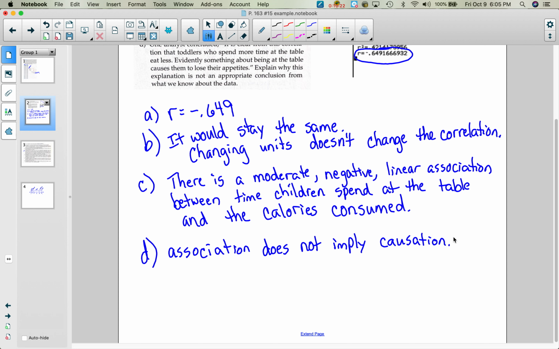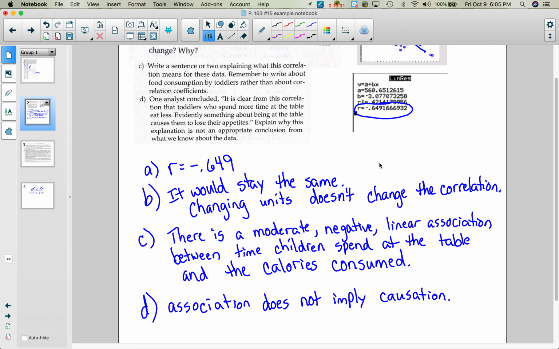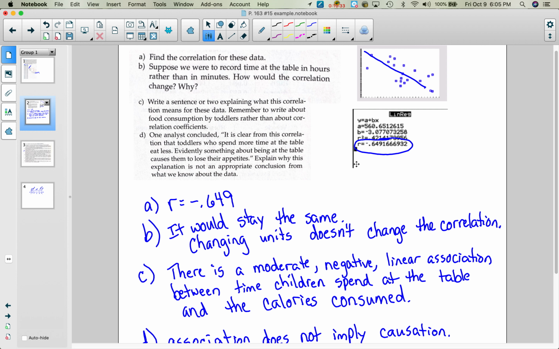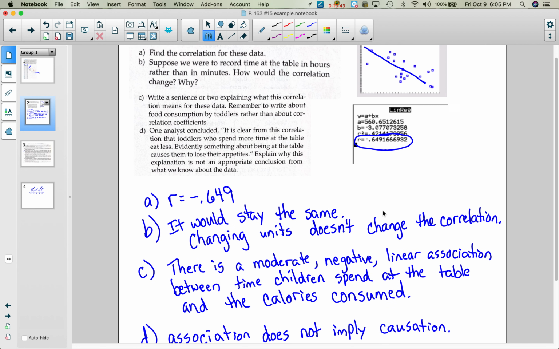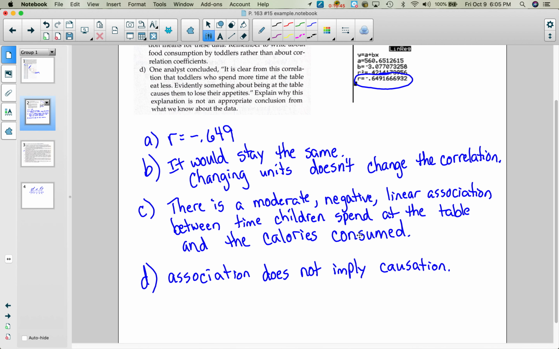Maybe there is some other reason why the child is not eating the food. Maybe they don't like the food. So maybe they would rather sit there all day long than eat what that food is. So there could be other variables going on that we don't know about. And so we can't say that just because we notice an association, there is a causation.